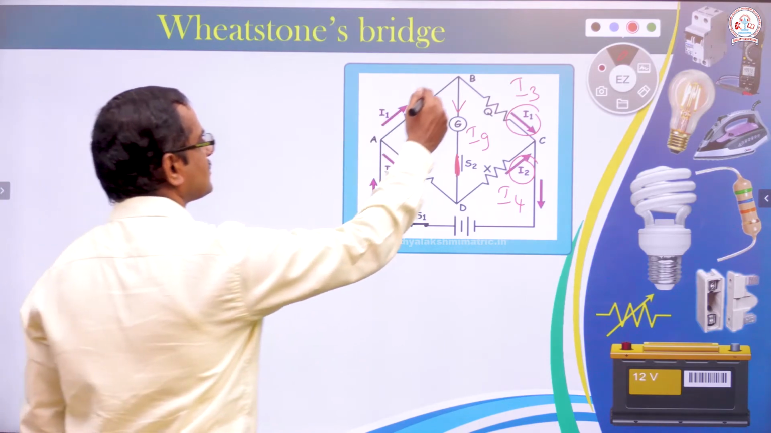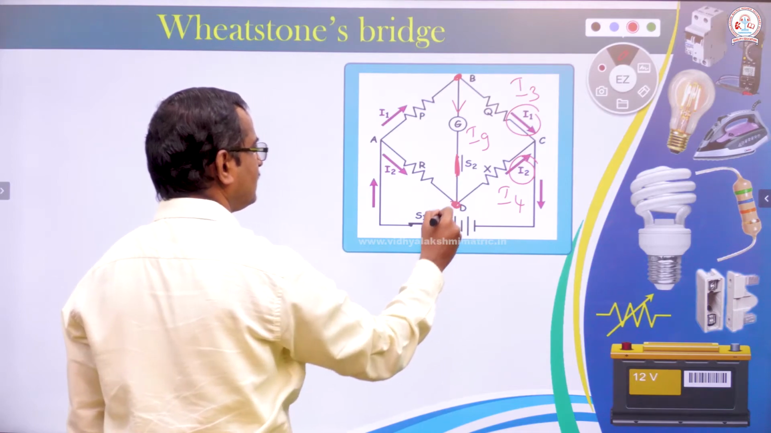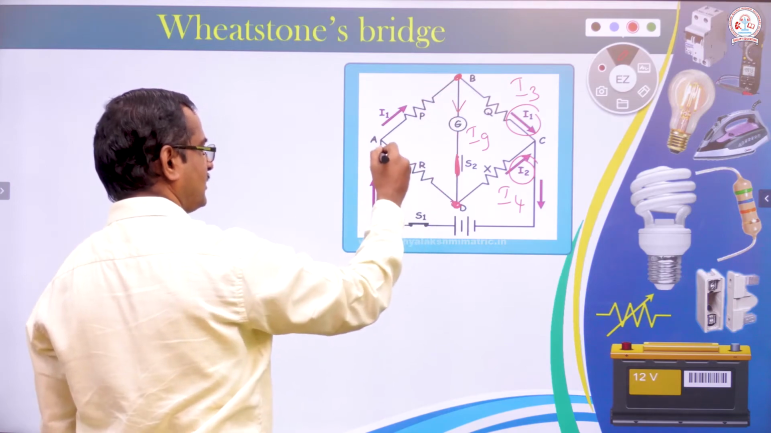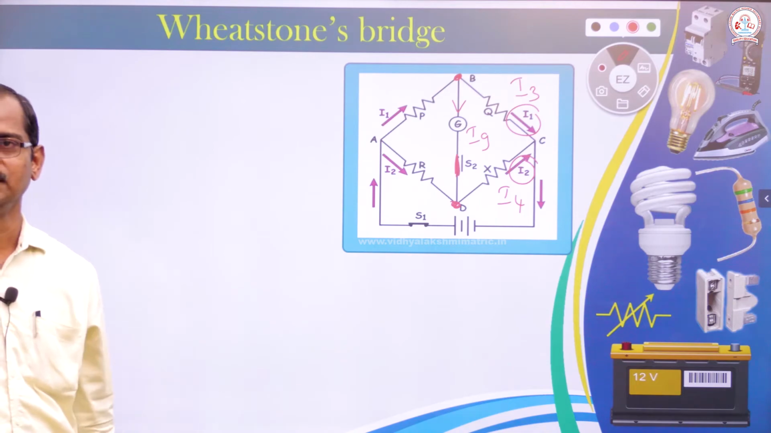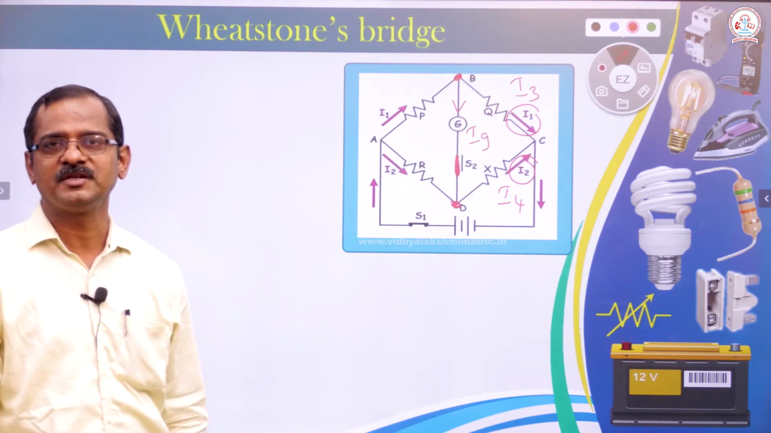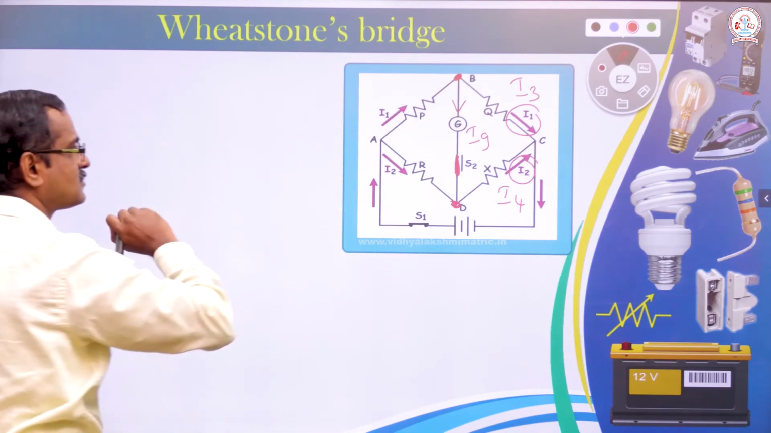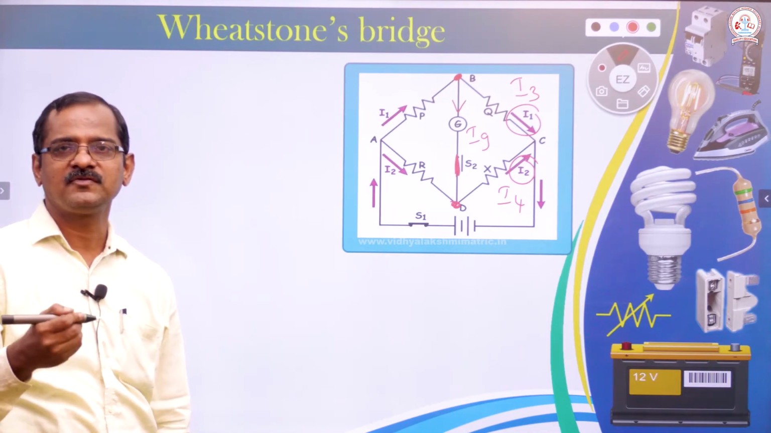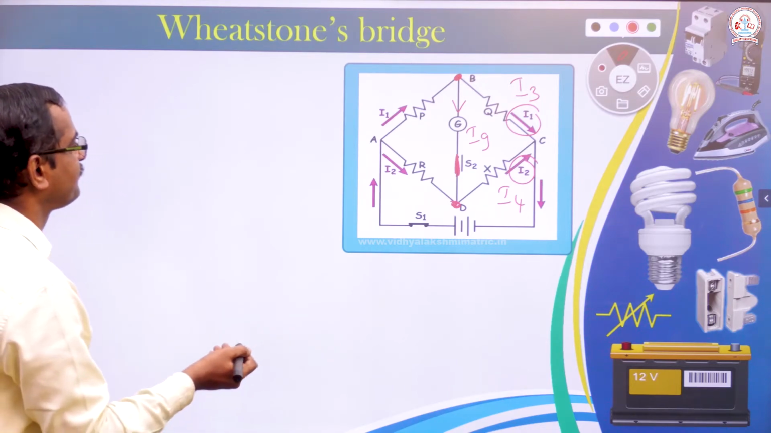Now let us apply Kirchhoff's first rule to junction B and then Kirchhoff's first rule to junction D. Then apply Kirchhoff's second rule to ABD, ADB, and then apply Kirchhoff's second rule to ABCDA. Then we are going to get an equation P by Q equal to R by S. That is the Wheatstone bridge. Now apply Kirchhoff's first rule to this junction. Kirchhoff's first rule says that all current flowing towards the junction is positive, and current flowing away from the junction is negative. The algebraic sum of current is 0 at a junction.